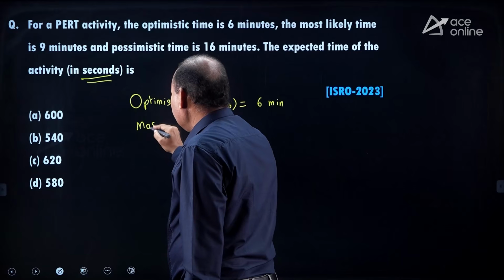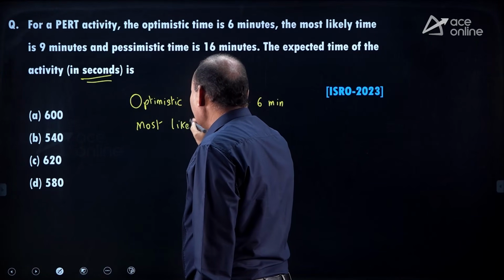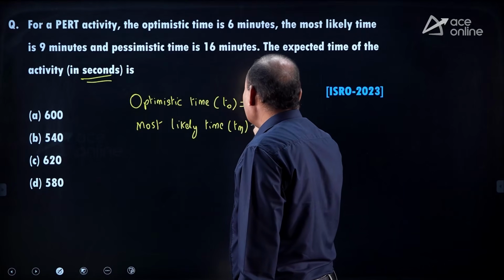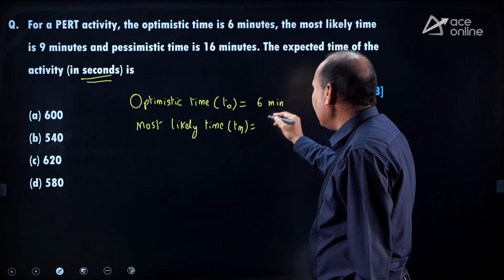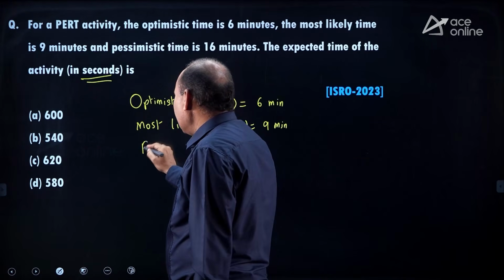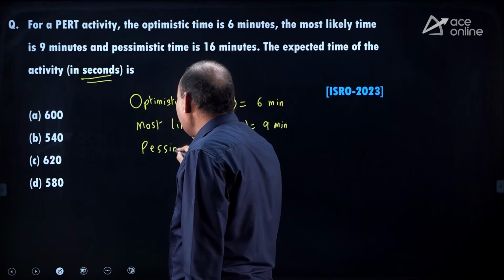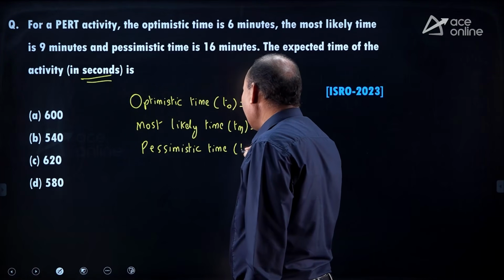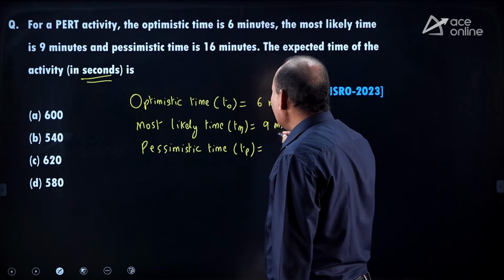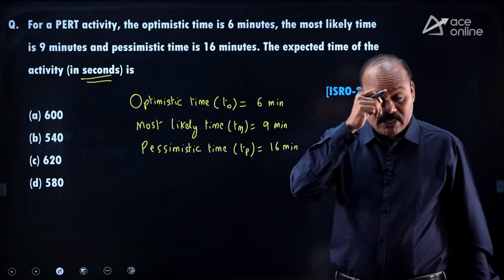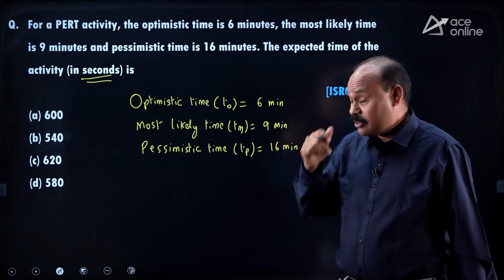Most likely time Tm is 9 minutes. Pessimistic time Tp is 16 minutes. Just check whether the values are in arithmetic series or not.